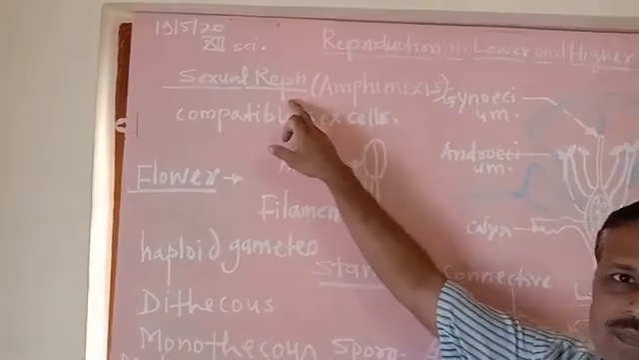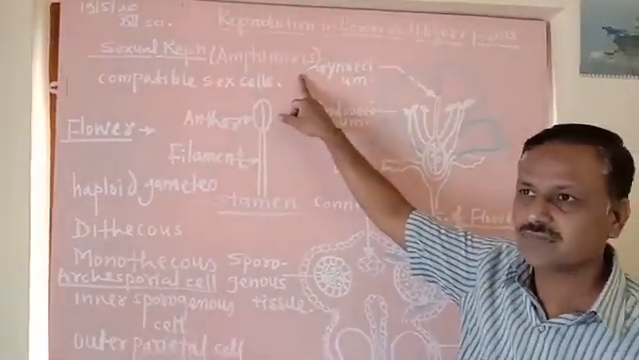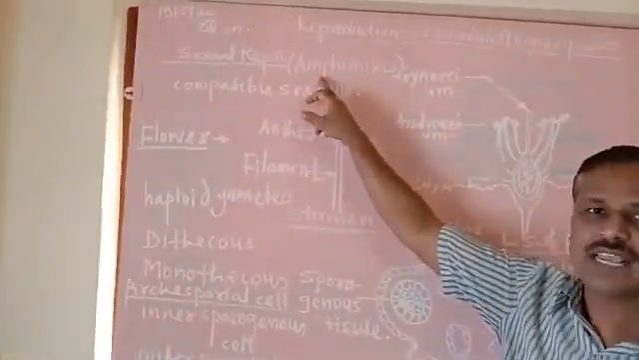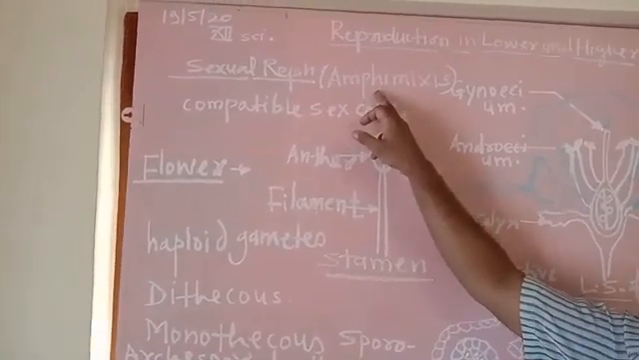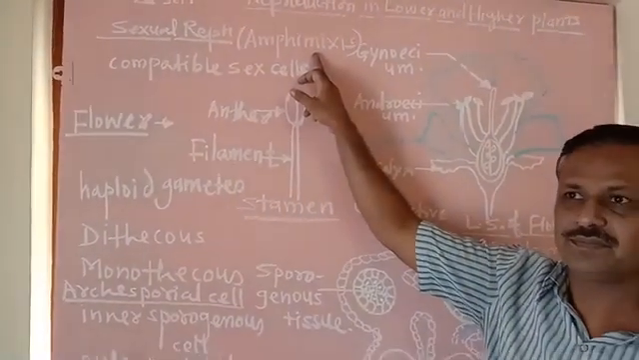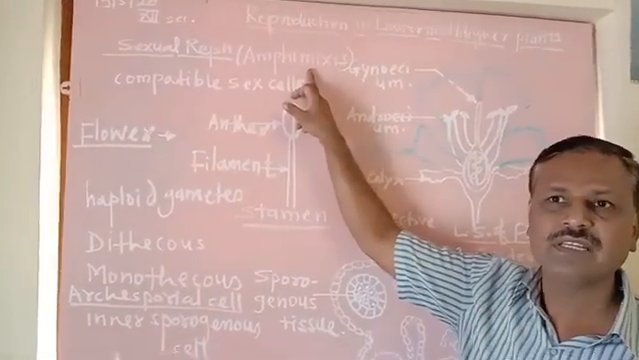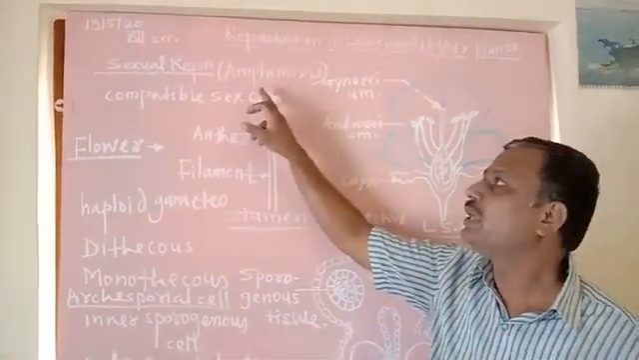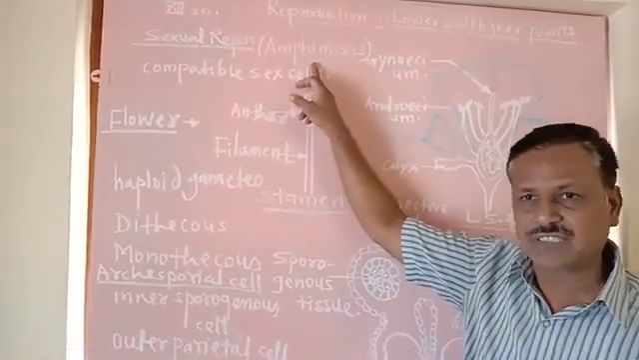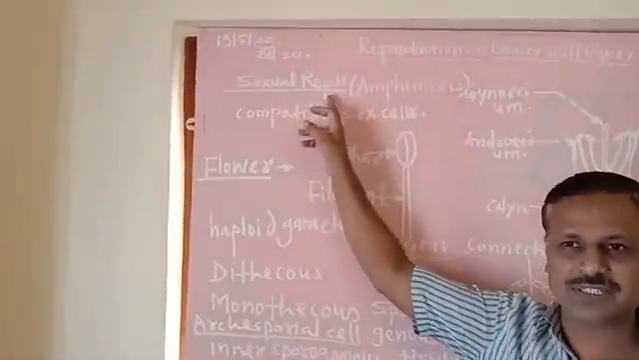Sexual reproduction is also called amphimixis. The literal meaning of amphimixis is: amphi means both, mixis means mixing. Thus, when a new individual is formed with the help of two different sex gametes which are always mixed together, it is called sexual reproduction.